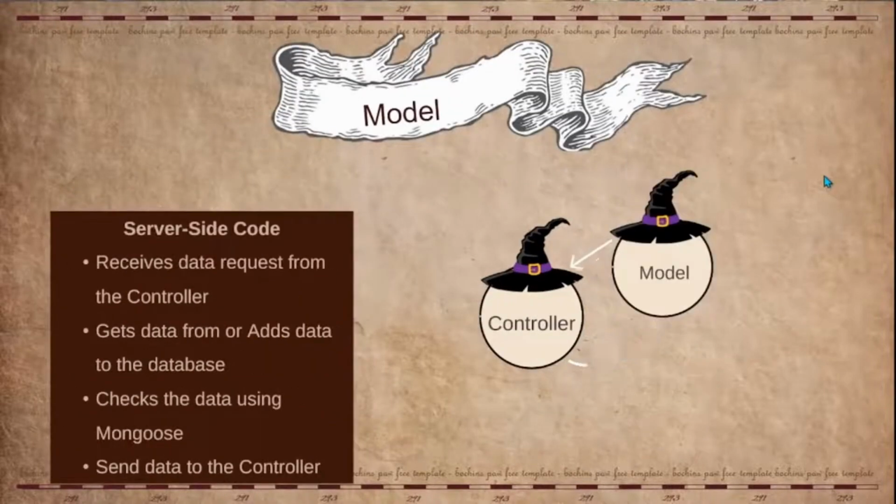Okay, so now finally to the model section. This is also server side. So if the user's request involves obtaining information, the model will receive that request from the controller. The model is the only section that can access the database.